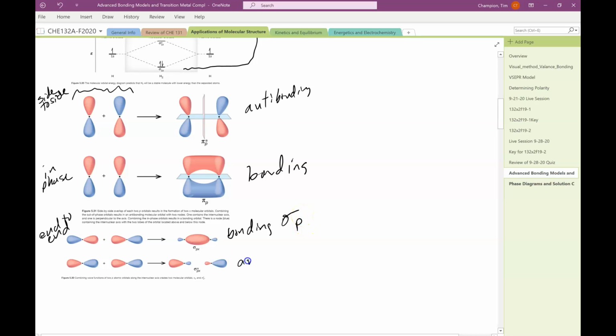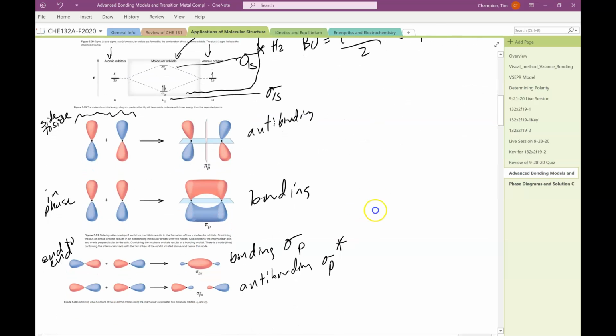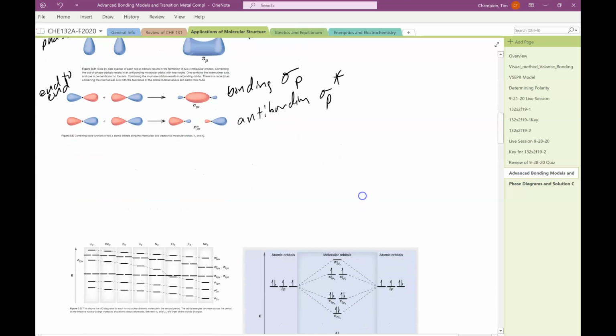And these are our antibonding sigma star p orbitals. You see down here it says sigma 1s and sigma star 1s, where sigma star 1s is the antibonding one, and sigma 1s is the bonding one formed from the atomic 1s orbitals.